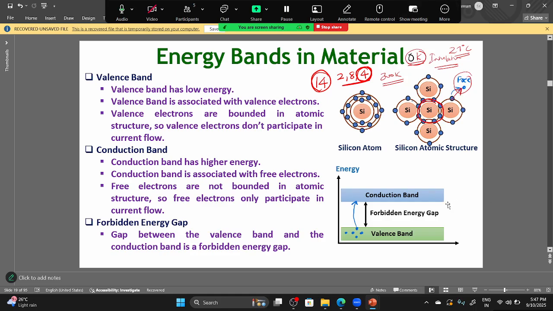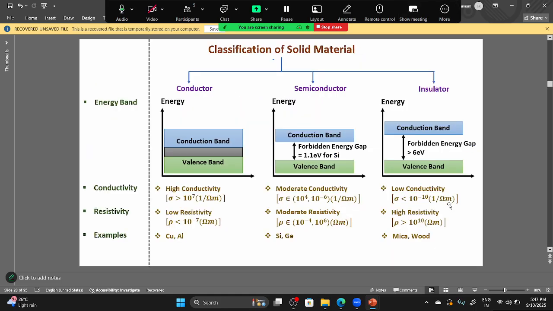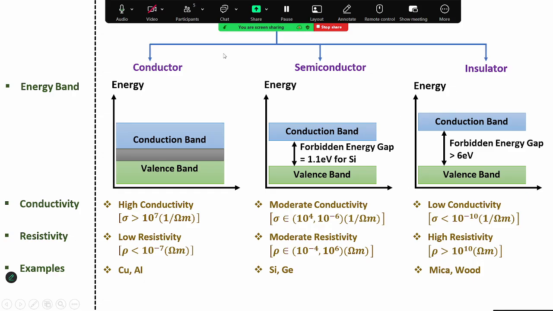So this is the energy band in materials. Basically, the classification of materials is conductors, semiconductors, and insulators. Conductors have high conductivity, because the forbidden energy gap is overlapping; there is no forbidden energy gap. Sigma is greater than 10 power 7, and sigma and resistivity are reciprocal to each other, so rho is about 10 power minus 7, like copper and aluminium.